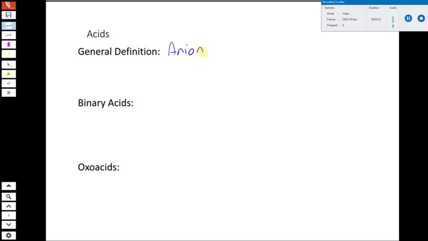So it has an anion in the formula, but instead of being paired with a metal, it's going to be paired with hydrogen, which is formally going to be thought of as H+. So hydrogen with a positive charge paired with that anion in the right ratio, again, to balance the charge. So that's what the formula will look like. It will start with H, it'll start with hydrogen, and then it'll have some anion after it.